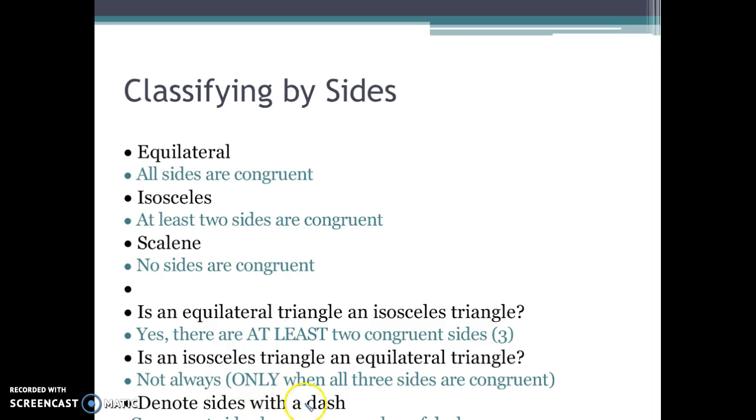All right, you denote sides with a dash, and again, some of it got cut off. But just like we talked about with the angles, if I have an equilateral triangle, I can put a dash on all three sides. Because they all have one dash, that means that they're all the same. If maybe only two sides were the same, I might have one with two, and then the other two sides both have one dash. That tells me that those two sides are the same. Or they may all be different, so I might have a 1, a 2, and a 3, telling me that all three sides are different lengths.